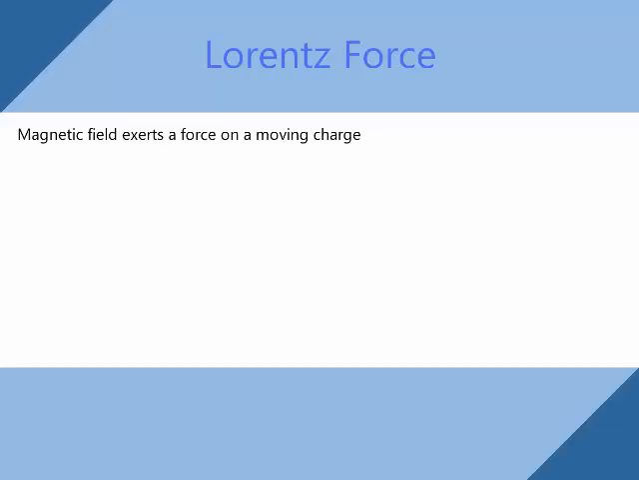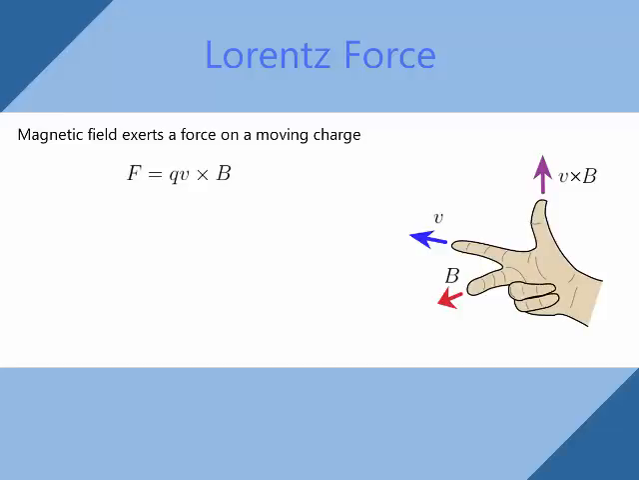This is what happens when a magnetic field exerts a force on a moving charge. The formula F equals qv cross B means that a charge with magnitude q and velocity v moving within a magnetic field B will experience a force in the direction v cross B. Velocity, magnetic field, and force are all vectors in this equation.